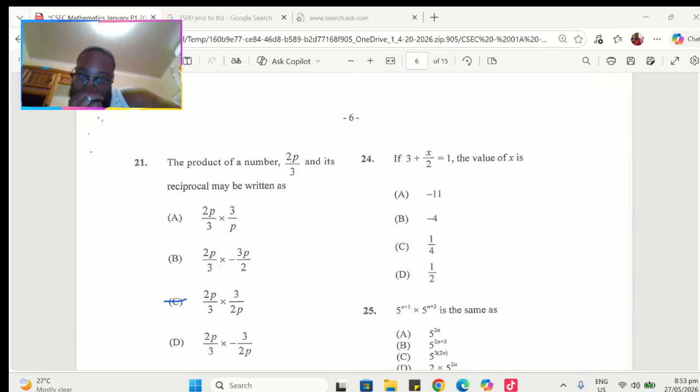Anyway, if 3 plus x over 2 is equal to 1, find the value of x. Again, we're making x the subject of the formula. We're making it the subject of the formula, so you're going to take everything that's on this side besides x and move it to the next side to leave x by itself. When you move stuff from one side to the next, it does the opposite of what it was doing before. So when I move that 3 to the next side, it becomes negative 3. When I move the 2 to the next side, it becomes multiply by 2 instead of divide by 2.